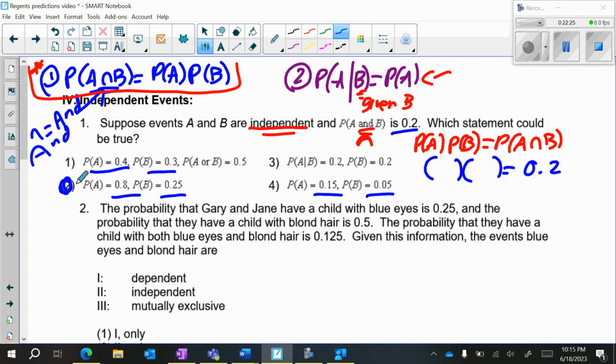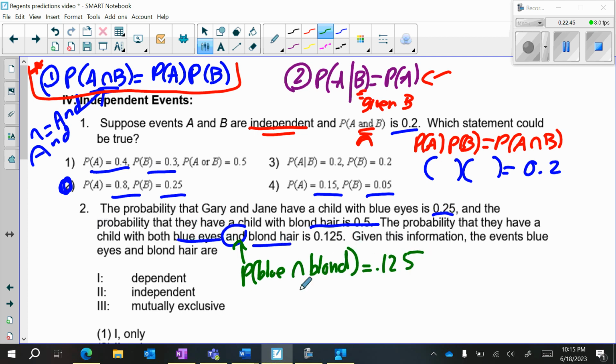The probability Jane and Gary have a child with blue eyes is 0.25 and the probability of blonde hair is 0.5. The probability they have blue eyes and blonde hair is 0.125. All right. So first of all, they gave you the and. So I want you to circle that and write down blue and blonde. Intersection of blue and blonde is 0.125. So there is an intersection between blue and blonde, so it is possible that you could have both blue eyes and blonde hair at the same time.